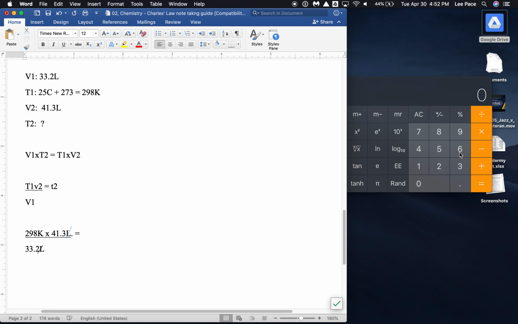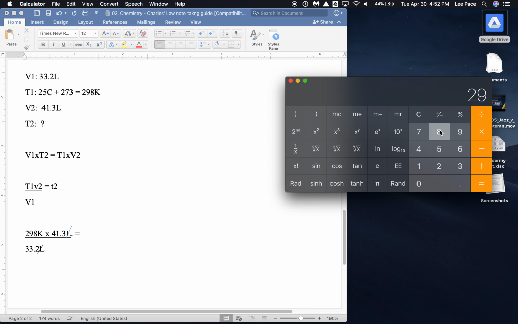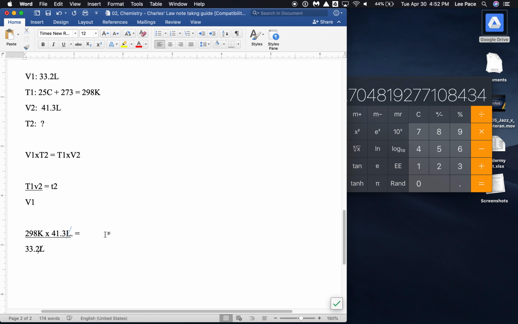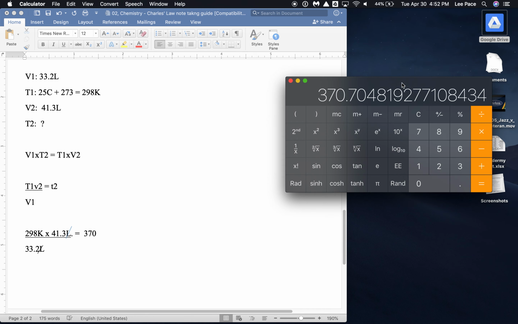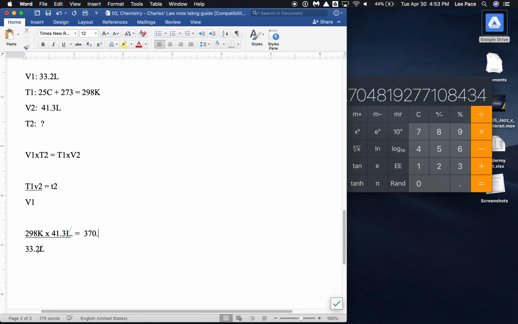So that's 298 times 41.3 divided by 33.2. That would be 370, yeah, 370.7 Kelvins to 3 sig figs right there.